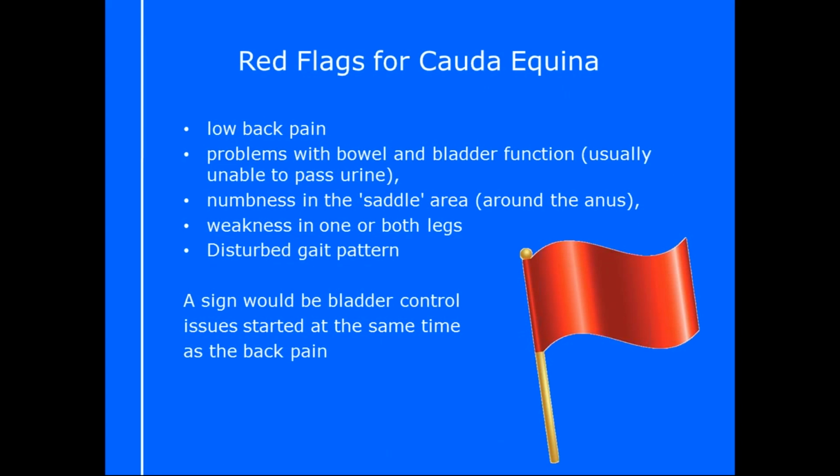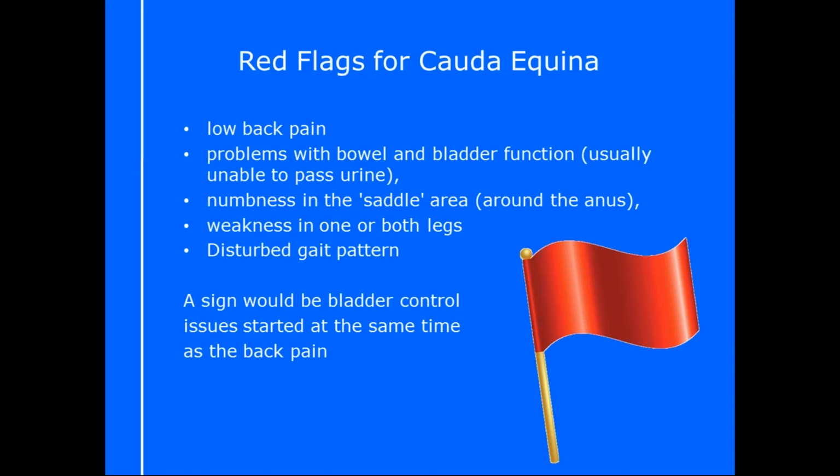So for example, low back pain is one of them. So already that's a given. Now if they mix that low back pain and the time of onset of that back pain to any of these other areas, so problems with bowel and bladder function, so usually unable to go to the toilet or unable to go for a wee. Also numbness in the saddle area.